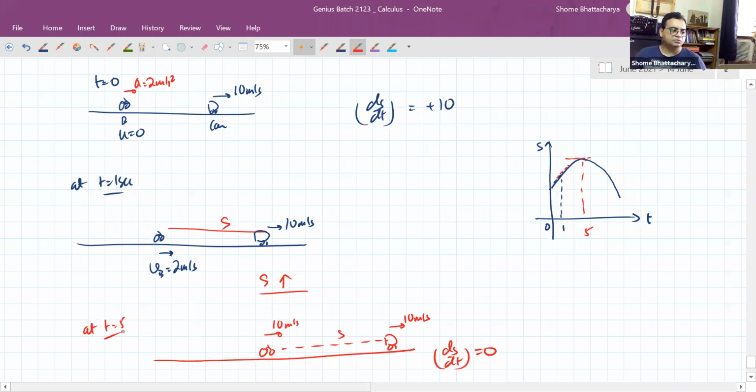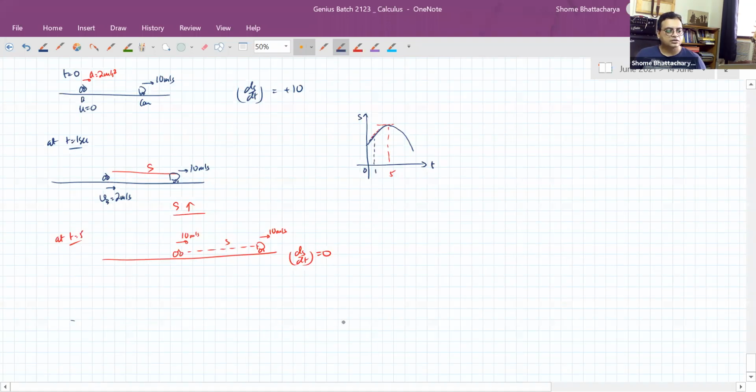Even at a microsecond after this, what is happening? The bike is now moving faster. So the distance between them will start decreasing. So for example, analyze at t equal to 6 seconds. What is happening? By now the bike is moving at 12 meters per second, whereas the car is continuing to move only at 10. So now you can see the distance between them starts decreasing. So ds by dt should be negative. And that is what the graph is showing us, that at 6 seconds, ds by dt is negative.